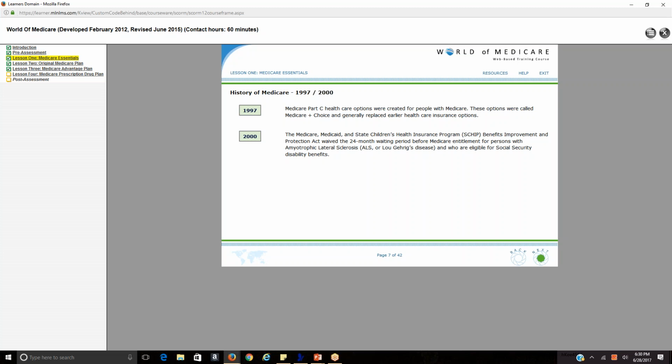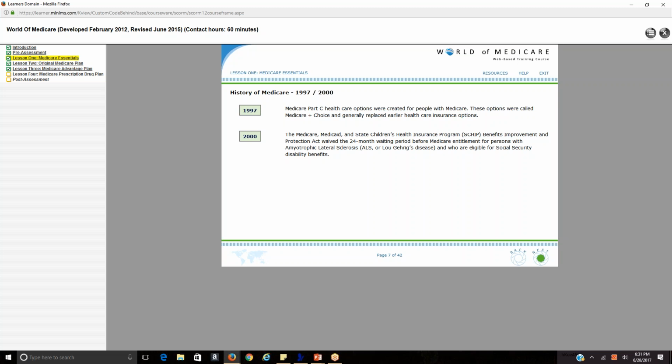And then in 2000, 3 years later, the Medicare, Medicaid, and State Children's Health Insurance Program, or SCHIP, Benefits Improvement and Protection Act waived the 24-month waiting period before Medicare entitlement for persons with ALS or Lou Gehrig's disease who were eligible for Social Security benefits.